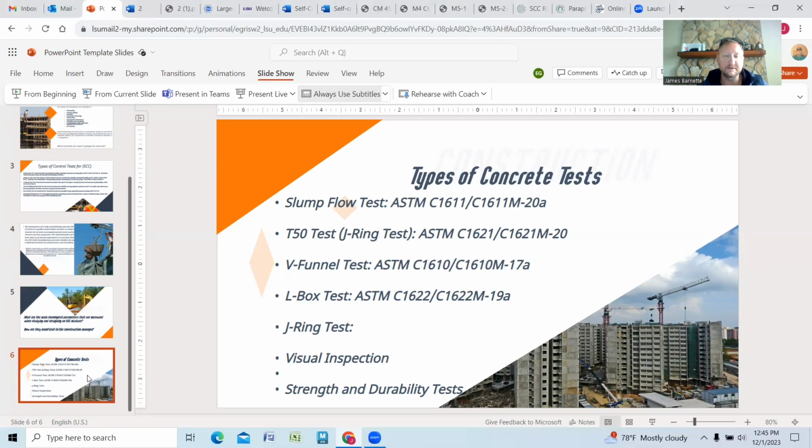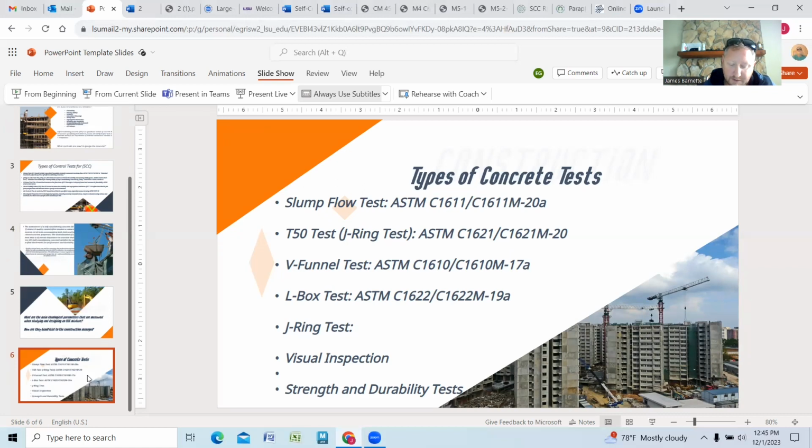So basically, the slump flow test assesses the flowability and workability characteristics of self-consolidating concrete. The procedure entails facilitating unrestricted flow of the self-consolidating concrete mixture and subsequently quantifies the diameter of the resulting concrete spread.